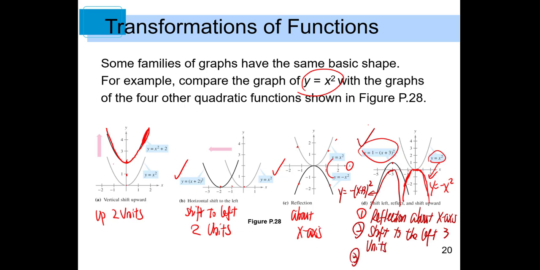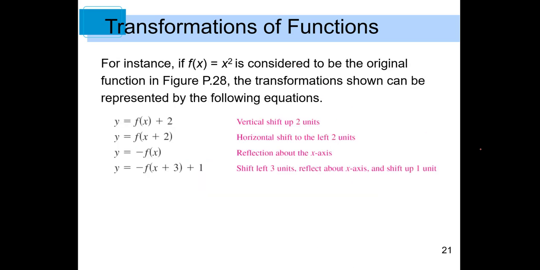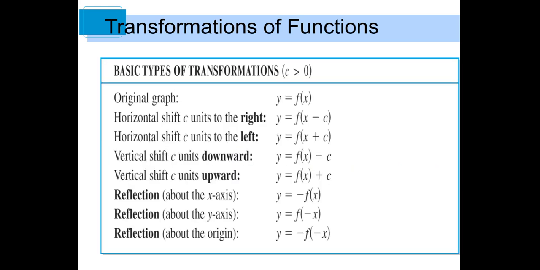The third step, shift upward 1 unit. So we're going from y equals x squared to y equals 1 minus (x plus 3) squared. Yeah, so this is basically just a summary of what we did, right? From the previous slide. So this is basic transformations.